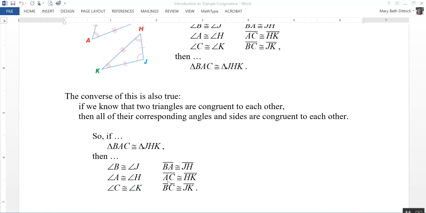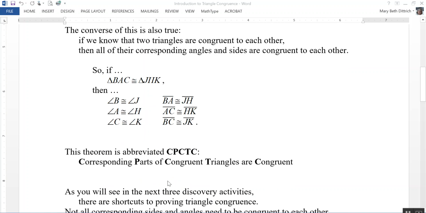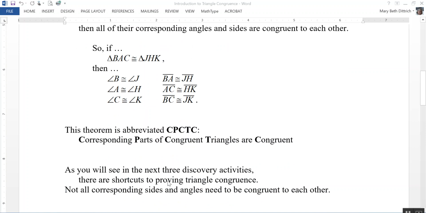So it goes both ways. If we know that all of their parts are congruent, then we know that the triangles are congruent. If we know that the two triangles are congruent, then we know that all of their parts are congruent to each other. This theorem is abbreviated CPCTC. Corresponding parts of congruent triangles are congruent.